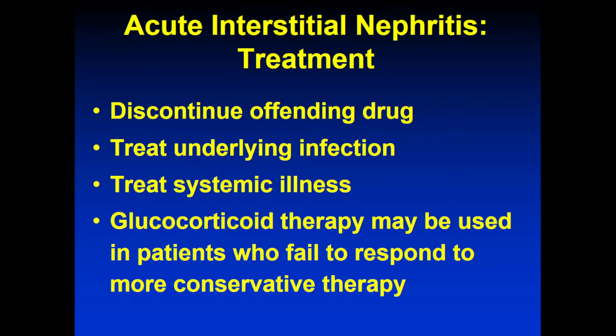How to treat an acute interstitial nephritis? We have to stop offending drug. You have to treat underlying infection, treat systemic illness if it really present, and glucocorticoid therapy may be used in patients who fail to respond to more conservative therapy.